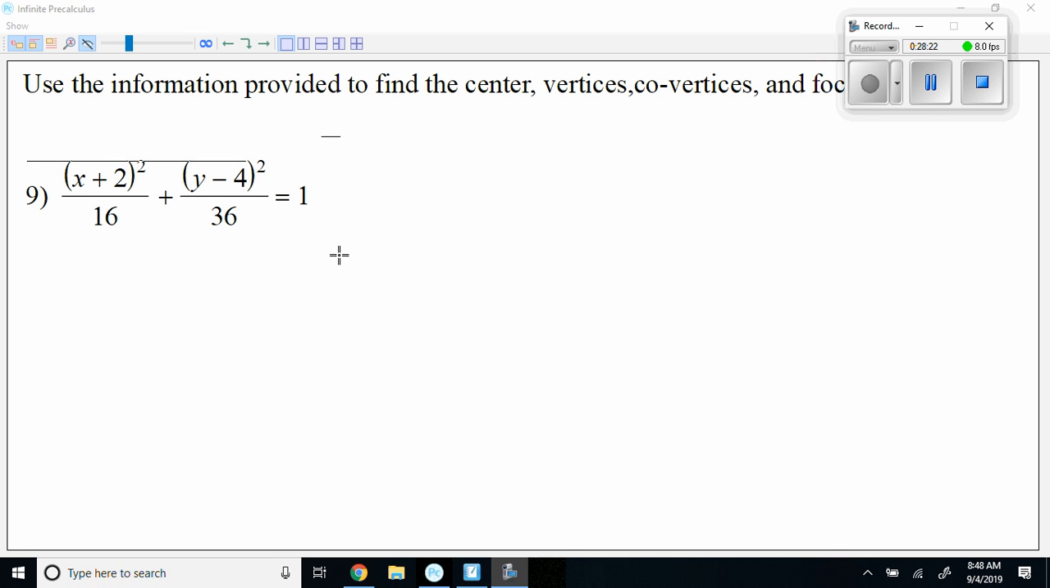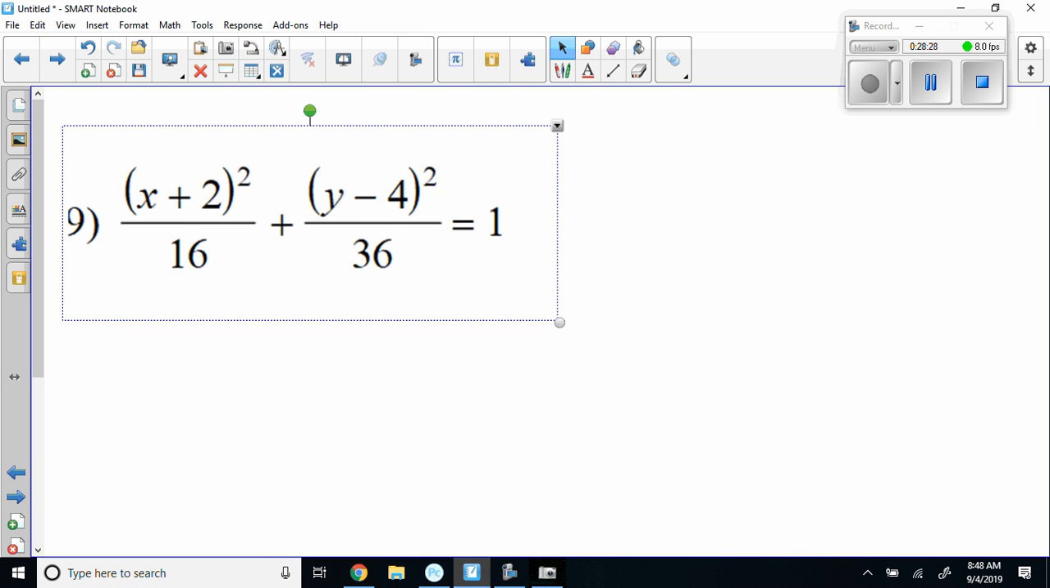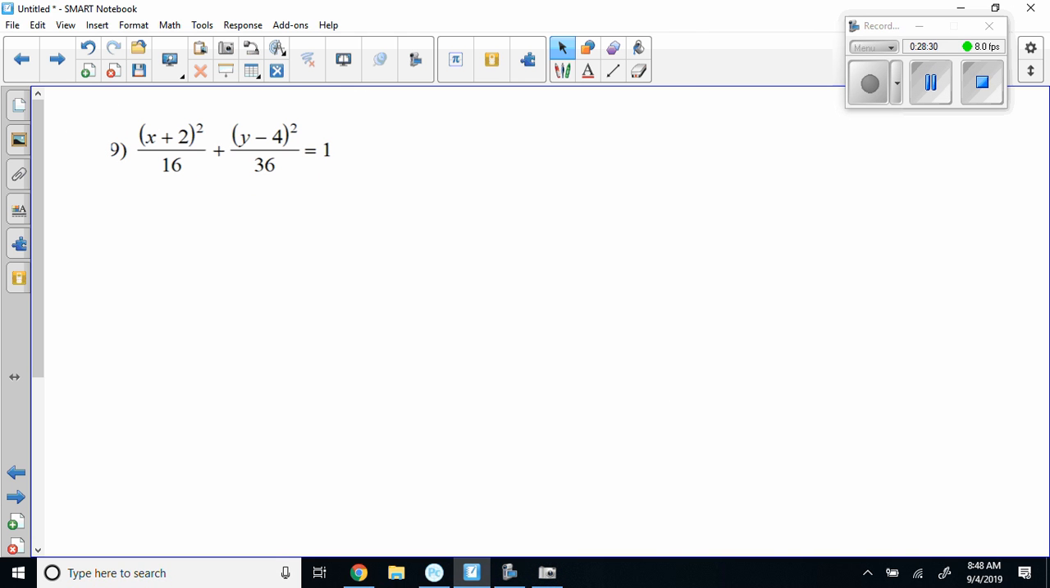How do you know that number 9 is vertical? Because the denominator, the bigger one, tells you the orientation. So the 36 is under the Y, so the orientation is vertical. How do I know that this is not a hyperbola? Because if you look at this, you have to understand what you're looking at. It said equal to 1.